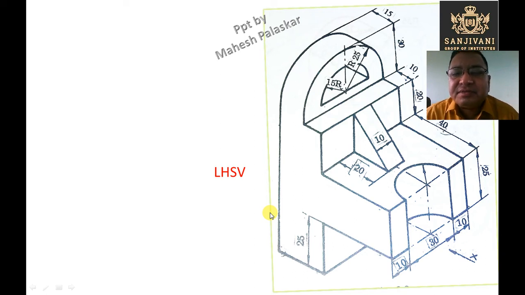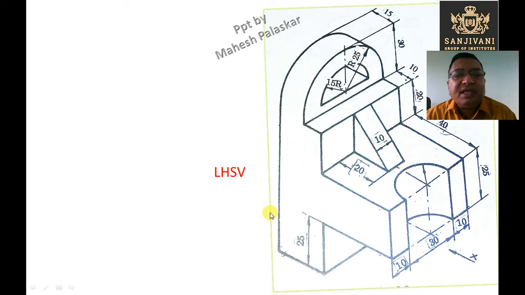Welcome to this session. Let us draw the orthographic projections of this special object whose isometric view can be seen on the screen. So let us draw the front view, top view and left hand side view of this object according to the first angle method of projection.